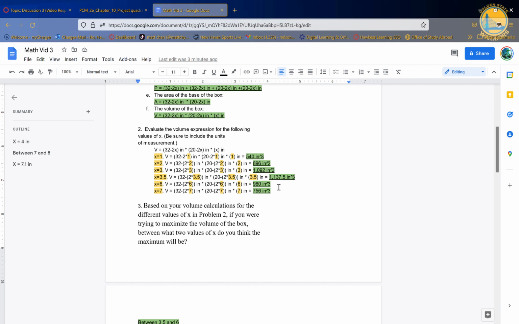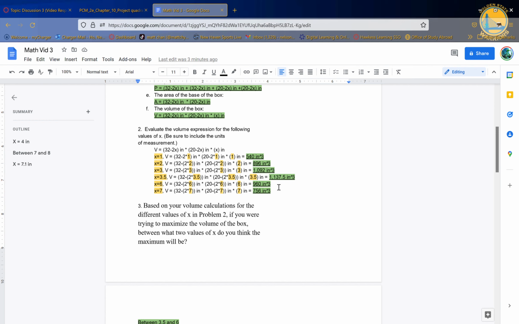So, if x equals 1, if we plug in 1, the answer becomes 540 inches cubed. If it's 2, we get 896 inches cubed. If it's 3, it's 1092 inches cubed. 3.5, 1137.5 inches cubed. If it's 6, 960 inches cubed. And 7, 756 inches cubed.